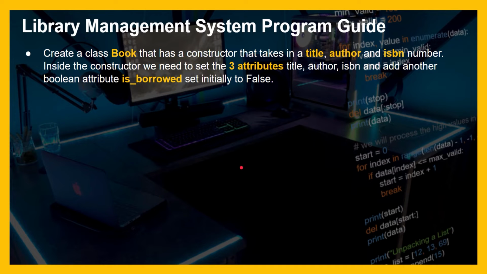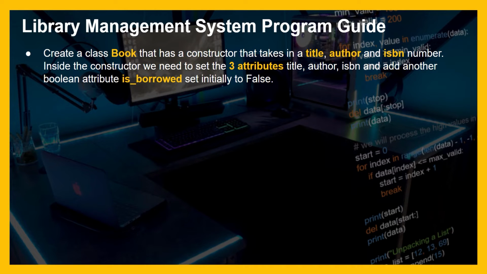First, you need to create a class Book that has a constructor that takes in the title, author, and the ISBN number. I don't know what ISBN stands for, but I do know that every single book has that number. It's just an ID for the book, because sometimes you might have books with the same title and the same author. Anyways, inside the constructor, we need to set three attributes: the title, author, and ISBN. Of course, this is based on what the constructor has received. And you need to add another boolean attribute, isBorrowed, and set it initially to False.